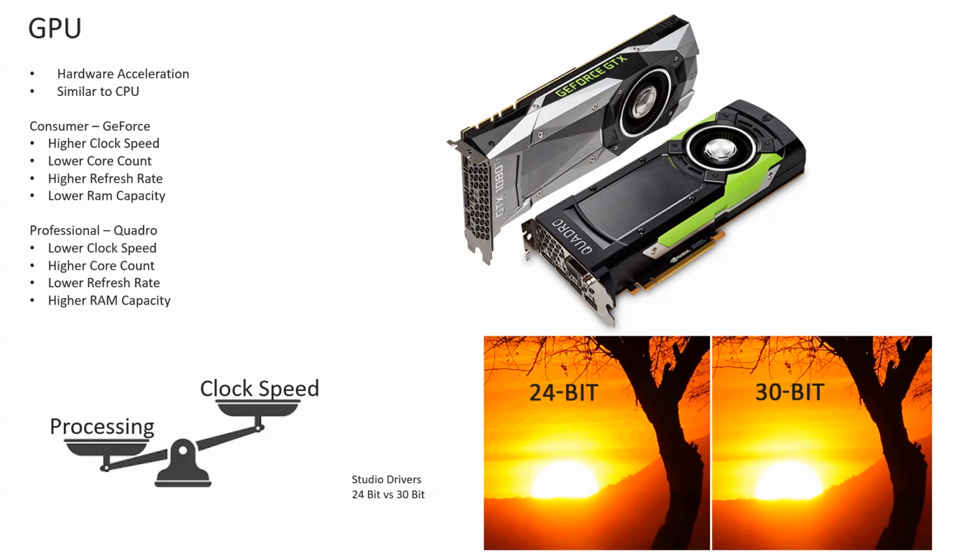Okay, so the consumer cards have typically been less for processing and more for high clock speed, higher refresh rate for video games, right? Streaming really, really fast images, less long-term processing. So you've had a higher clock speed, lower core count, higher refresh rate, and lower RAM capacity would be a GeForce card. The professional Quadro card is a lower clock speed, higher core count, lower refresh rate, higher RAM capacity, okay? So you kind of trade off processing for clock speed with a GeForce card.